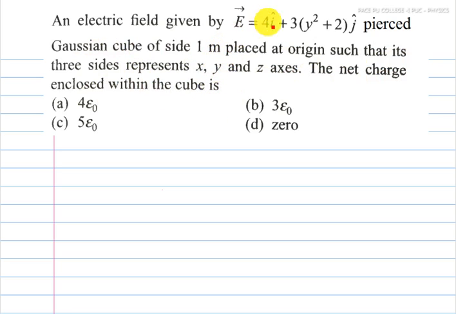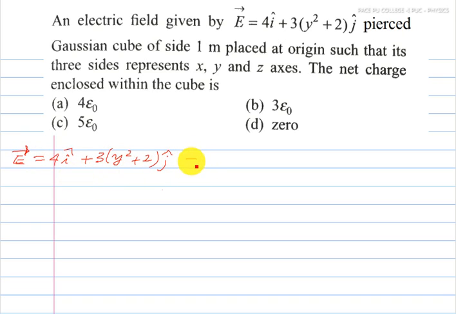Okay. So by using the given data, E equal to 4i plus 3 multiplied by y squared plus 2, then multiplied by j. So i and j only give you the direction.